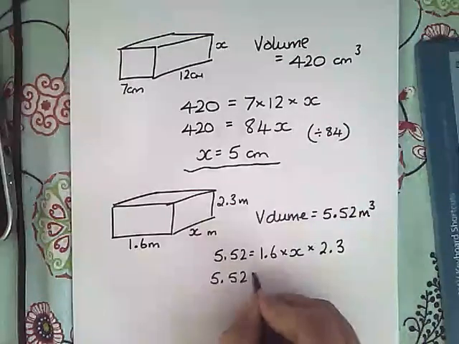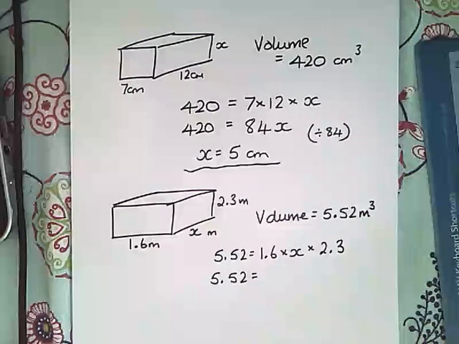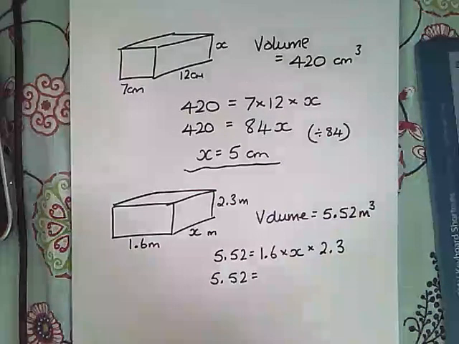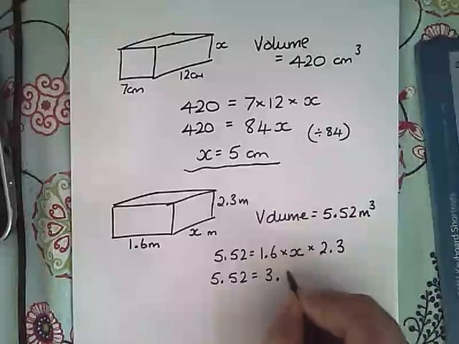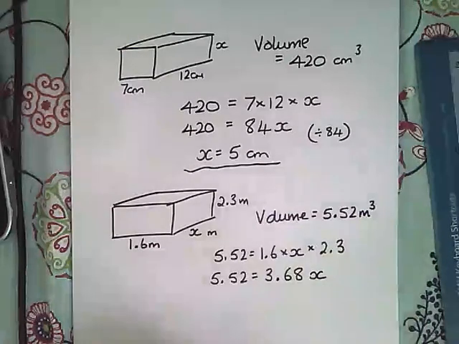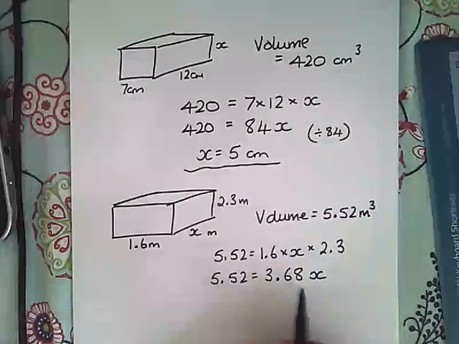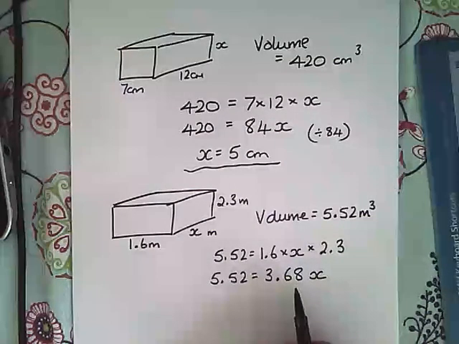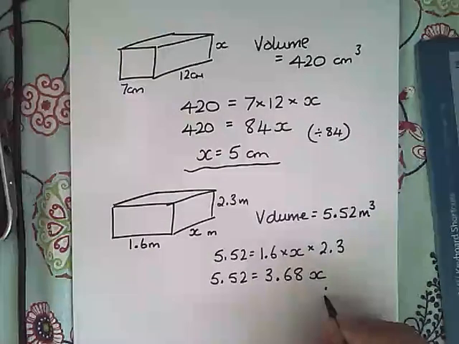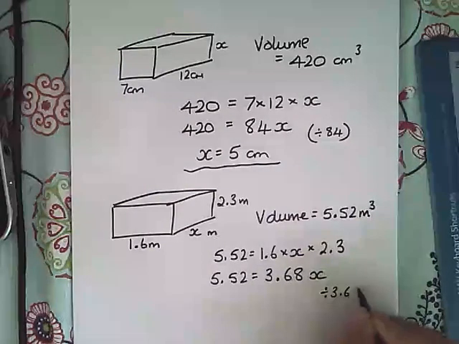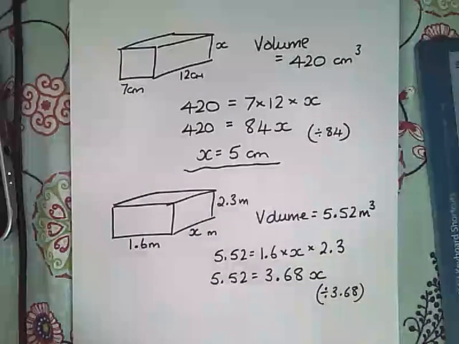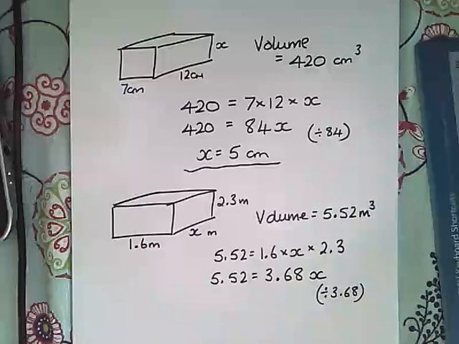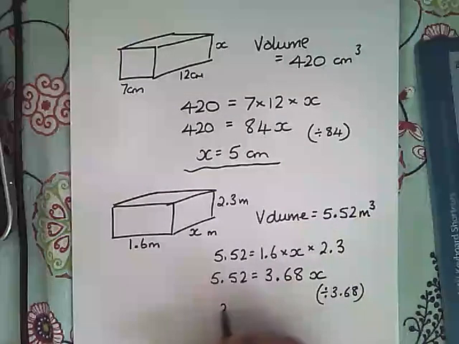5.52 is equal to, and we do 1.6 times 2.3 on our calculator, which is 3.68x, and then we divide by the number in front of the x, and it doesn't matter that it's a decimal because we're going to do it on our calculator. So divide by 3.68, and when we do 5.52 divided by 3.68, we get the answer 1.5. So in this case, x was equal to 1.5 metres.